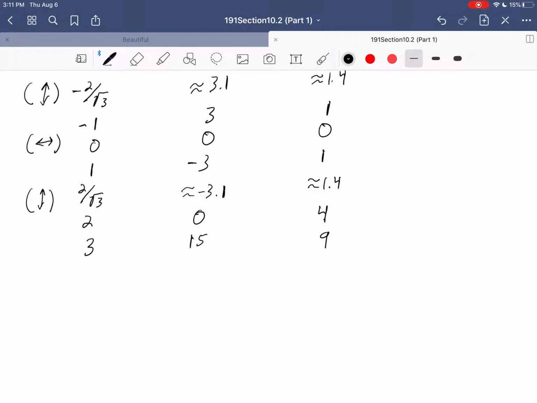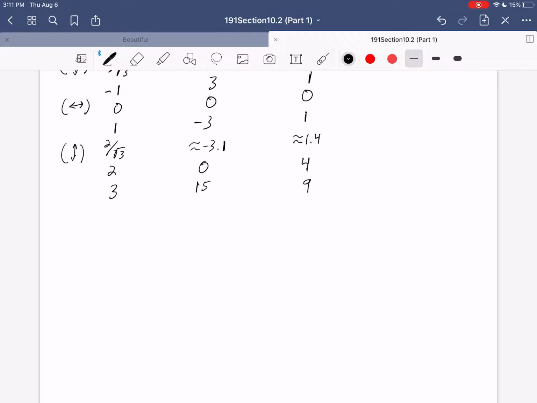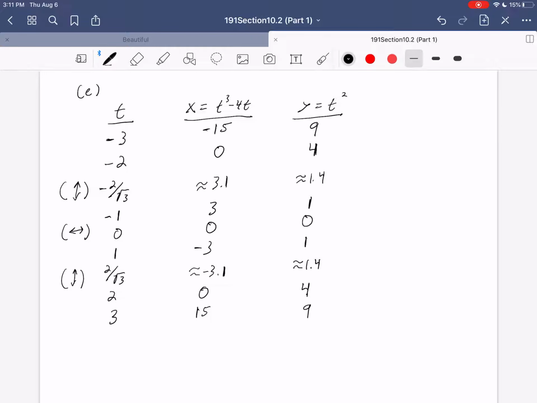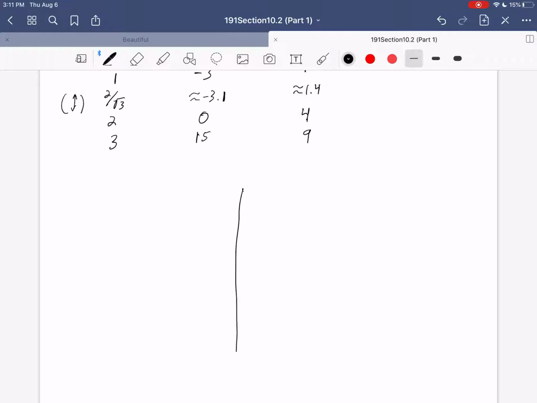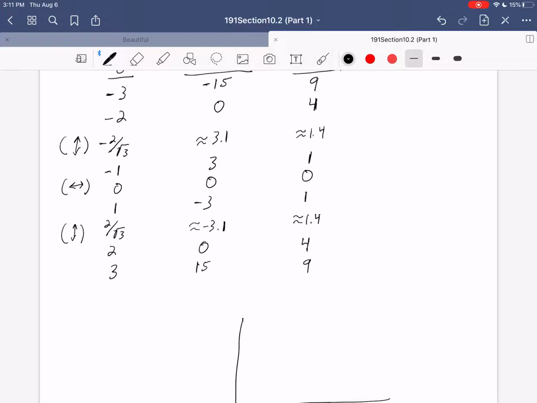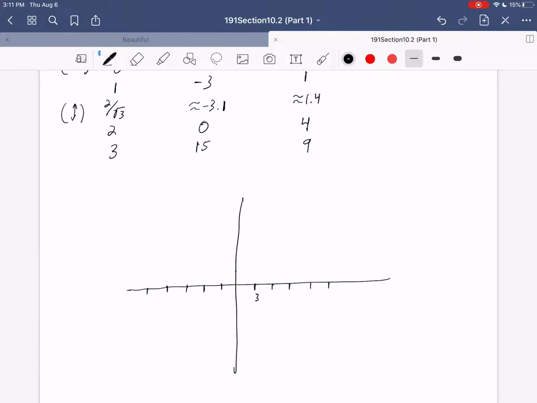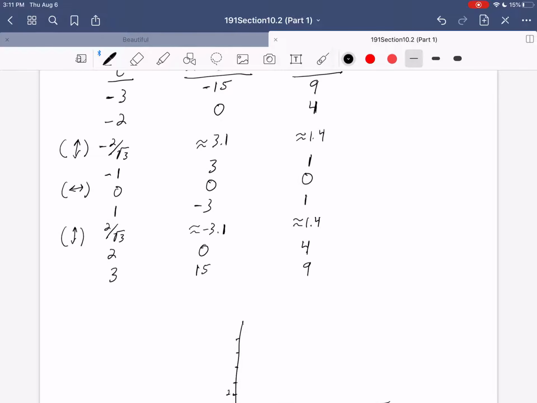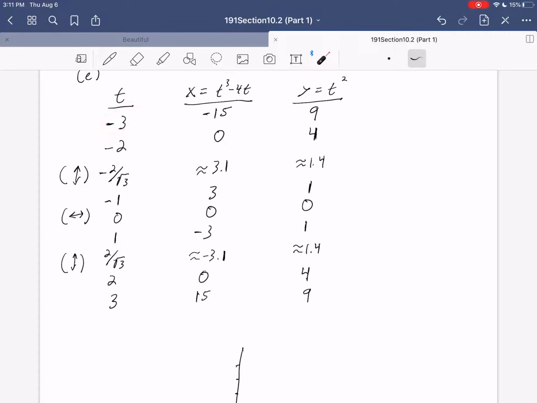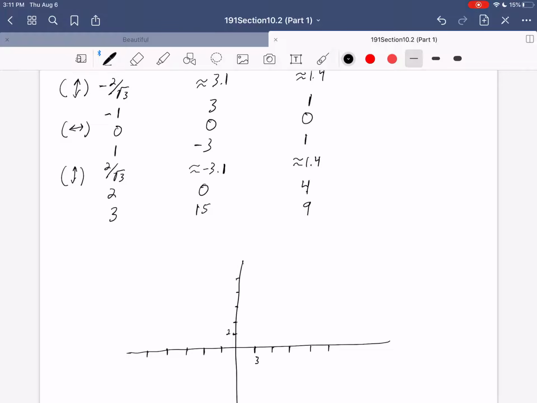All right, so we've got our points. We'll do them in order as well. We've got x values that range all the way from -3 to about 15, so maybe I can use a scale of 3 for the x here. I'll go 3, 6, 9, 12, 15, -3, -6, -9, -12, -15. So we're doing a scale of 3. For y, the lowest we go is 0 and the highest is 9, so we go 2, 4, 6, 8, 10, a scale of 2. Our lowest t-value was -3, and that gave us -15 and 9, so that would be somewhere over here.